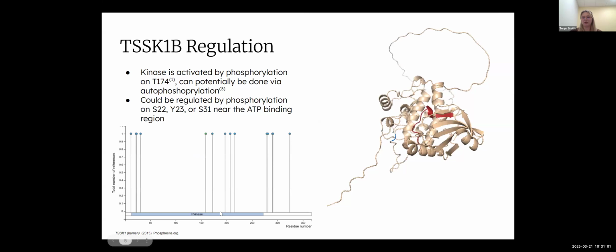TSSK1B is activated by phosphorylation of threonine 174. A paper I looked at said TSSK1B can autophosphorylate threonine residues, so this activation could potentially be done by autophosphorylation. Here's the protein with T174 colored in blue and the active site in red for reference. And then here are the results from PhosphoSitePlus. The ATP binding region spans from residues 18 to 41, so these phosphorylations at residues 22, 23, or 31 could be involved with regulation of ATP binding.